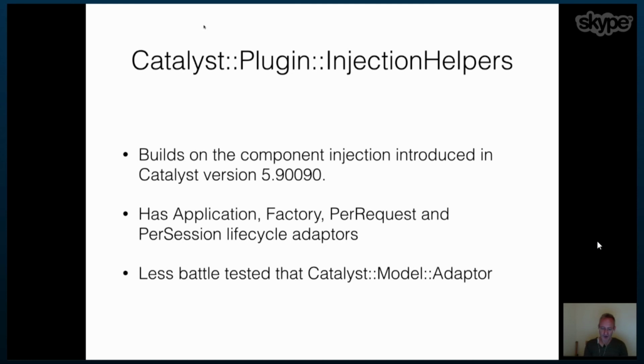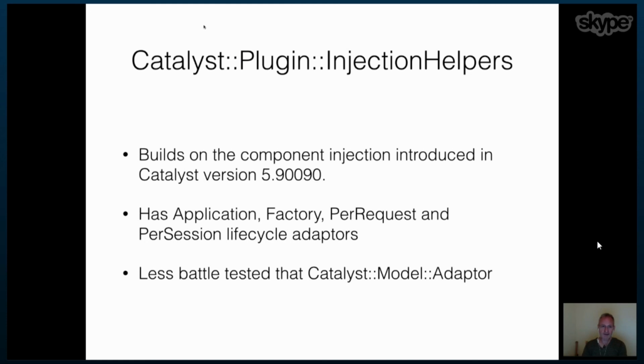So one thing that people complain about with Catalyst, they say, I got to build a lot of classes just to do simple stuff. I like Catalyst model adapter, but if you want to build more things just by using your configuration, you could go and experiment with Catalyst plugin injection helpers with the newer version of Catalyst. It's got to be at least 990 if you want to experiment with that stuff.